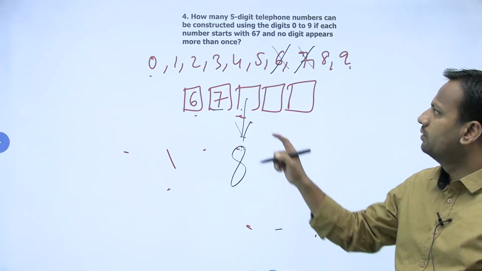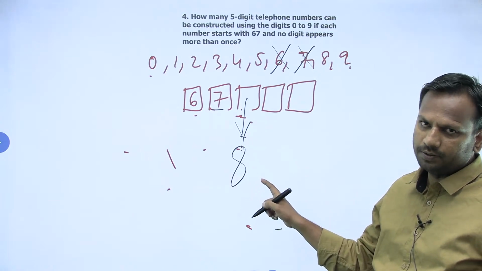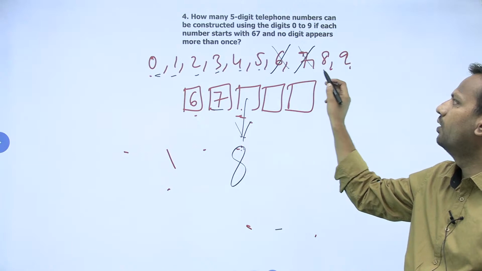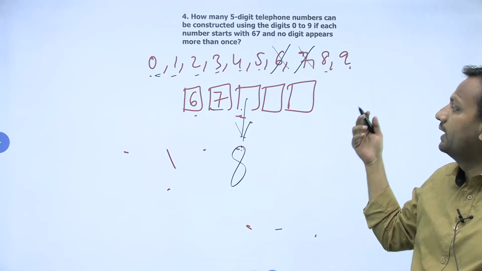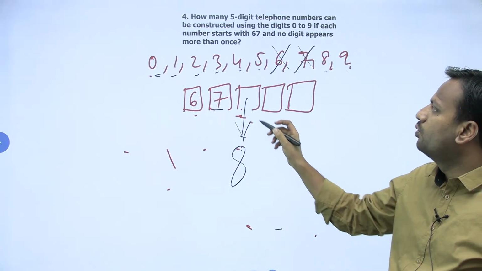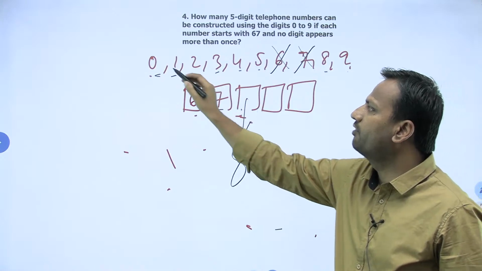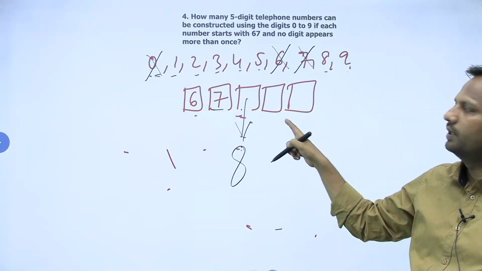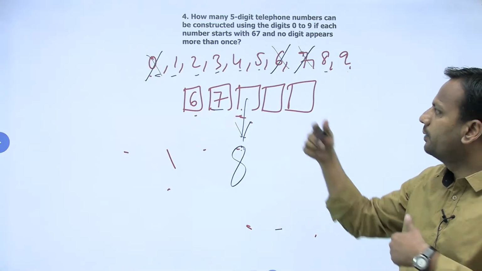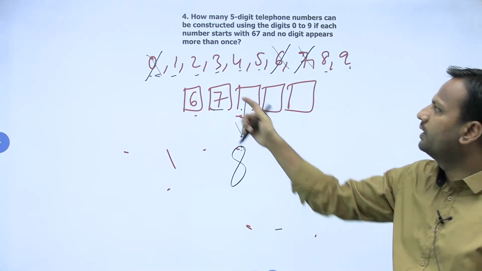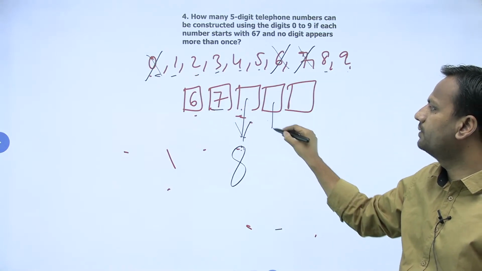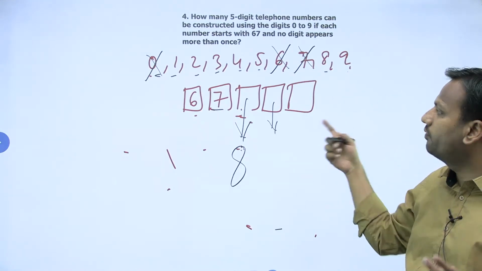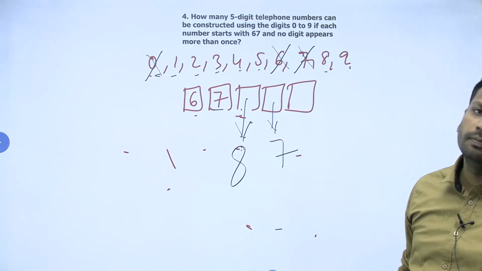Got it now? Without repetition, right? Here either you can fill 0, 1, 2, 3, 4, 5 or 8 or 9. In how many ways? In 8 ways you can fill. And once you have filled any one of the numbers, if you have filled number 0 in this, once again you should not use 0 in the other 2 vacant places. So remaining elements are how many? Remaining elements are 7. So in 7 ways I can fill the next vacant place, students.